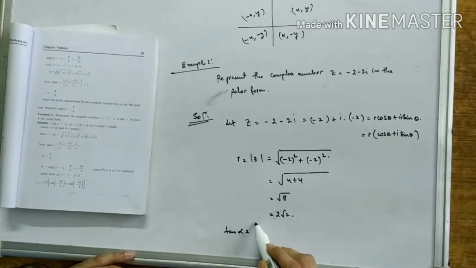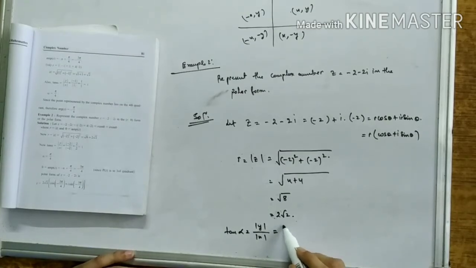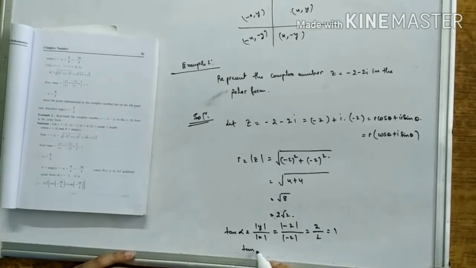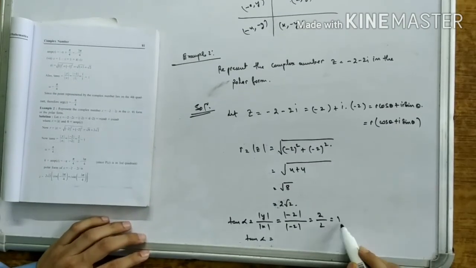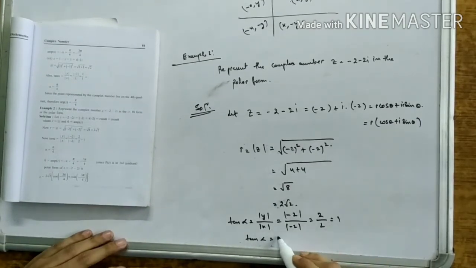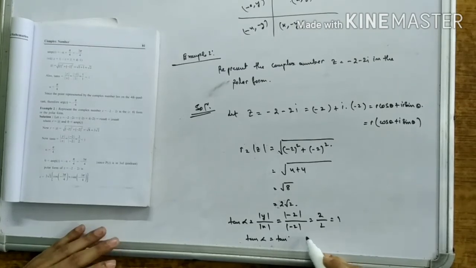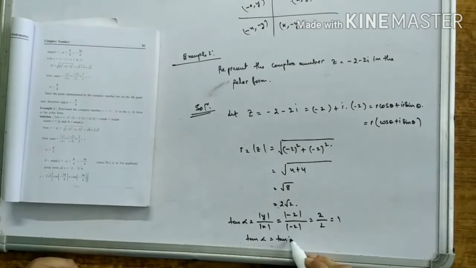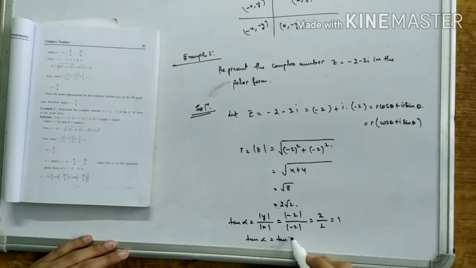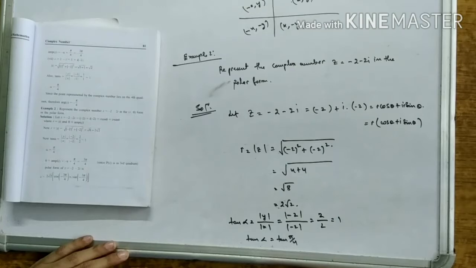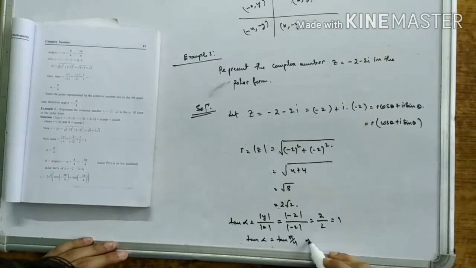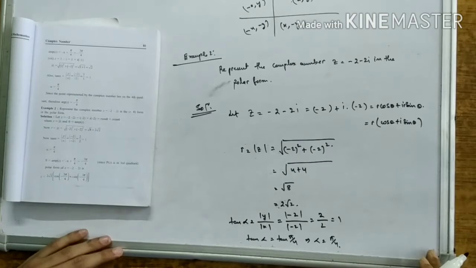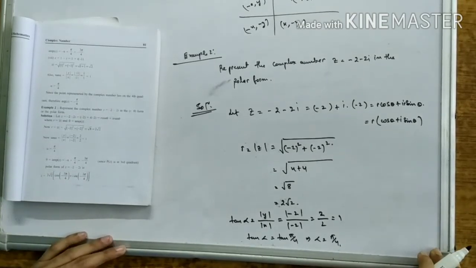And the next one, tan alpha is equal to modulus y by modulus x, which is equal to modulus minus 2 by modulus minus 2, which is equal to 2 by 2, which is equal to 1. So tan alpha is equal to 1, tan theta 1 becomes, when it is 45 degrees, tan 45 degrees is 1, so 45 degrees I can write as pi by 4. Okay, so this gives me alpha is equal to pi by 4.